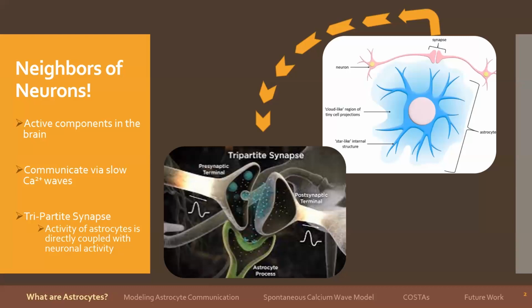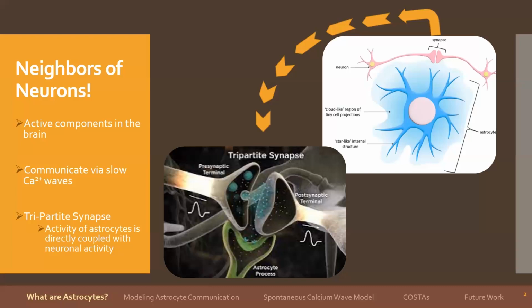Okay, so after all this physics, you probably didn't know that you were going to get a bio lecture. So let me give you some background. First of all, what are astrocytes? They're actually the neighbors of neurons. They're a type of cell called a glial cell, and it is found in the central nervous system, so the brain and the spinal cord. They're active components in the brain, so they communicate kind of akin to how neurons do in networks, but their communication is much slower, and it's through calcium waves, so it's chemical communication.